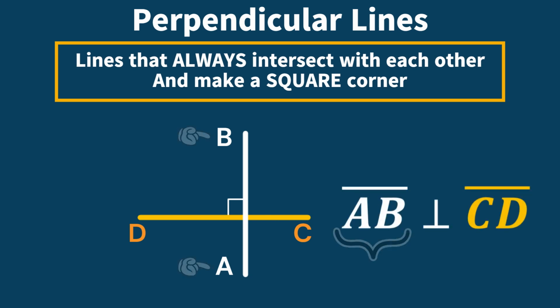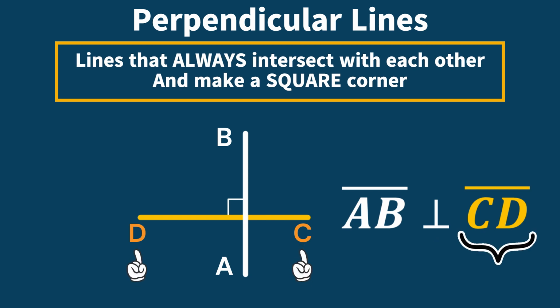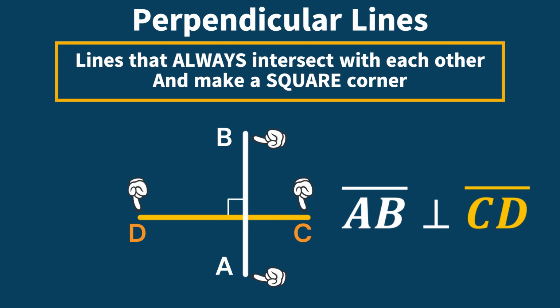We see that point A and B make a line. This symbol here represents that the lines are perpendicular, and we see that C and D make a line. One thing to note, since our lines do not have arrows, our notation will include lines without arrows as well.